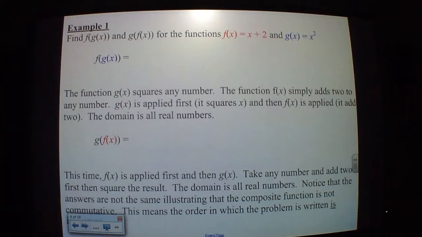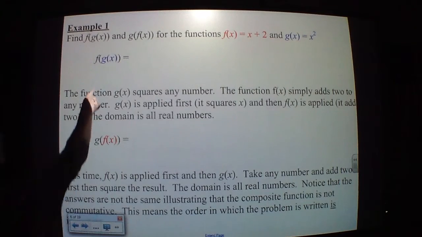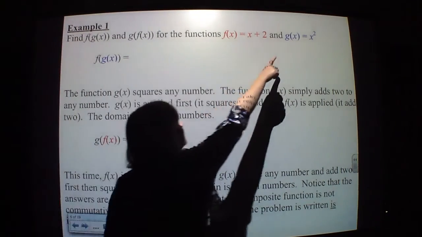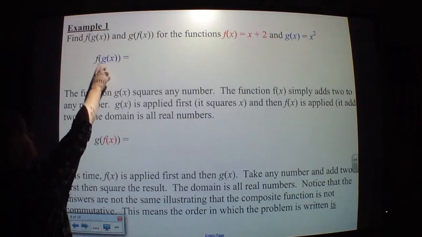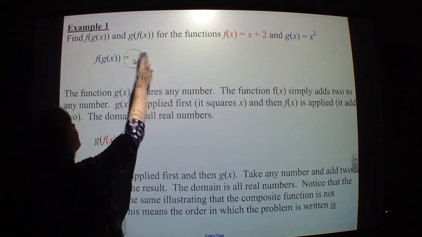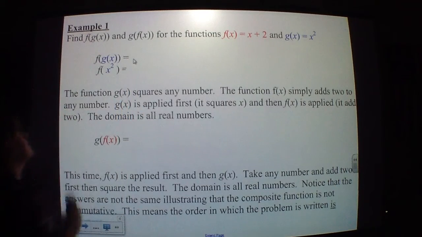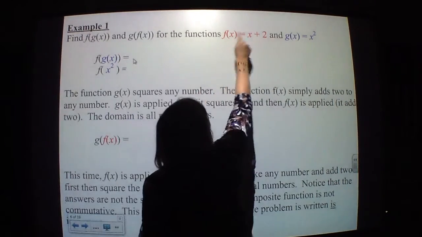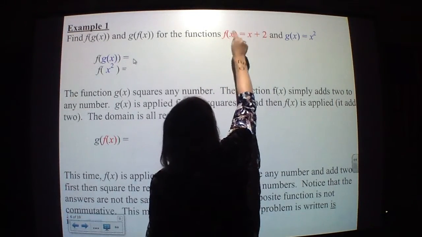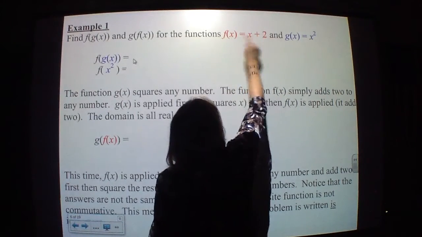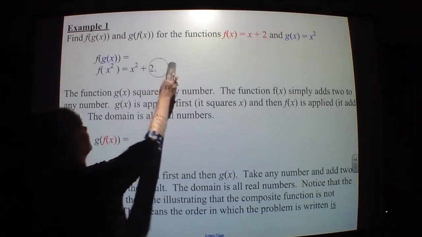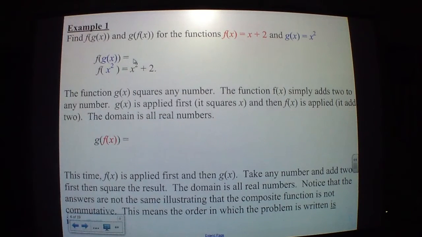So let's find f of g of x and g of f of x for these two functions. So I have f of, instead of g of x is x squared. So I can just do a direct substitution here. I can write f of x squared. So all I did was a direct substitution. And if I know that f of x is equal to x plus 2, f of something is equal to something plus 2, that something is x squared. So it's x squared plus 2. So that is f of g of x.